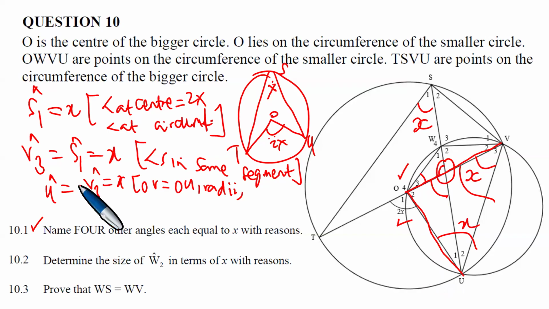So we're saying OV equals OU, radii, and then you say angles opposite equal sides are equal to each other. This gives us angle U equals V3. Next, there's another angle we want. We need more angles, please.